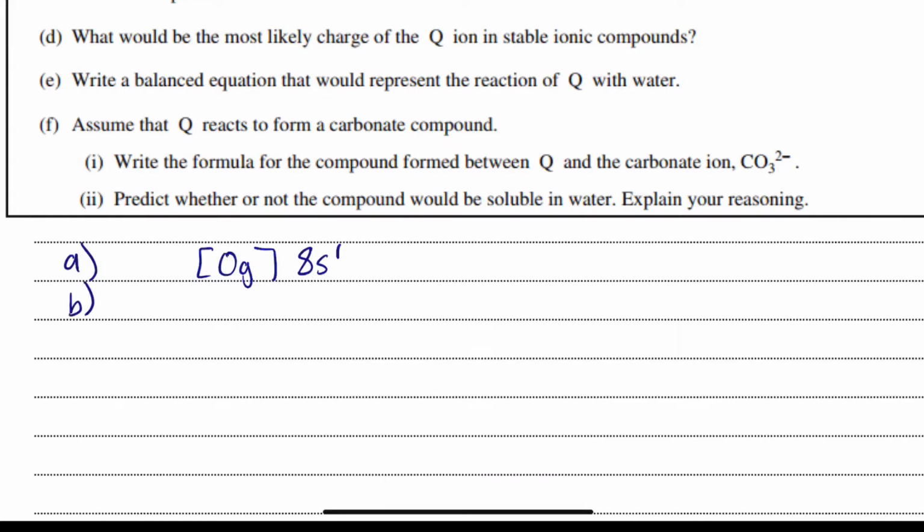Okay, B. Would Q be a metal or non-metal? And we need to explain in terms of electron configuration. So, of course, it's going to be a metal. And a good way to know that is it's on the metal side of the periodic table. But we need to be able to justify it using the electron configuration. So if you remember what the definition of a metal is, a metal is the ability to lose electrons, okay? So I'm just going to put that here. The definition of a metal is the ability to lose electrons.